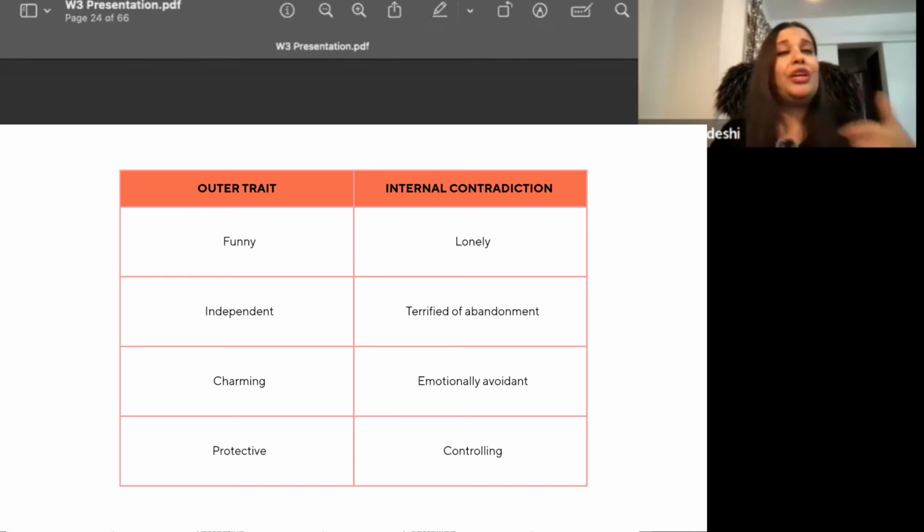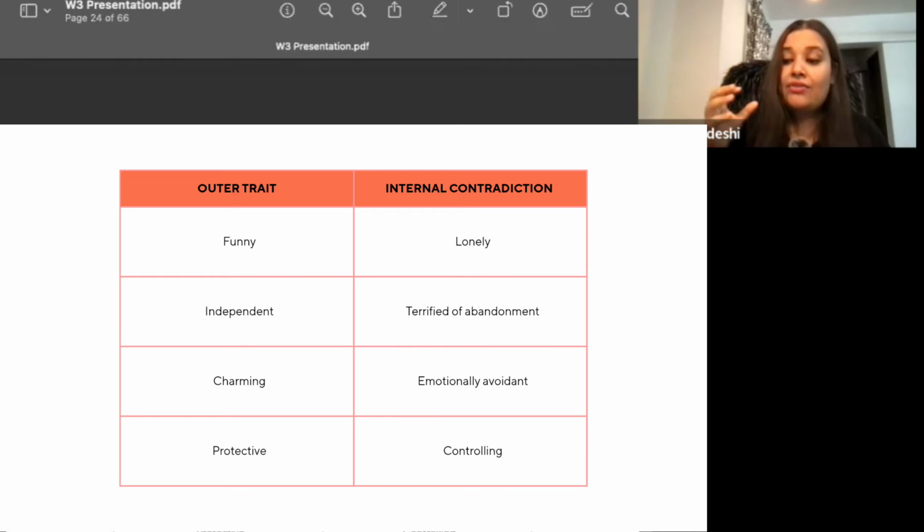Now, one of the ways of showing this contradiction very nicely is to show how a certain character behaves differently in different environments because mostly we show our outer traits to the people who are not very close to us, and the only people who can notice our inner contradictions are the people who are extremely close to us. So you can always put your character in such situations where you are not telling the reader about the contradiction, you're showing them that contradiction.